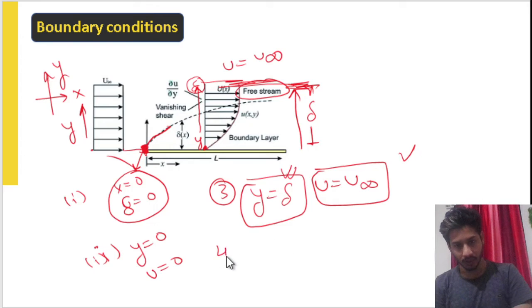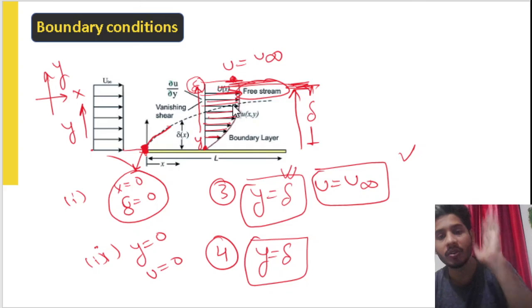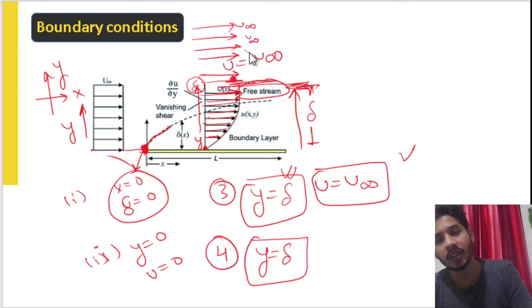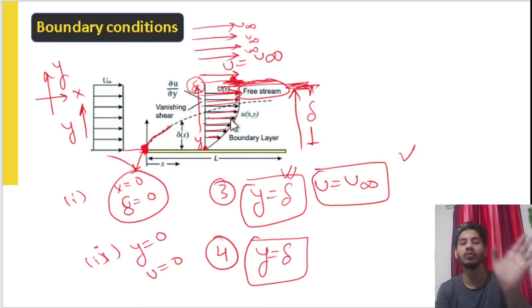All right. Similarly, at y equal to del, when the value of y reaches del, there is a continuous increase in velocity up to this point, and at this point the velocity remains constant. This is also free stream, u infinity, u infinity. So basically there is no velocity gradient once the value of y reaches up to this point. After this point, there is no velocity gradient.